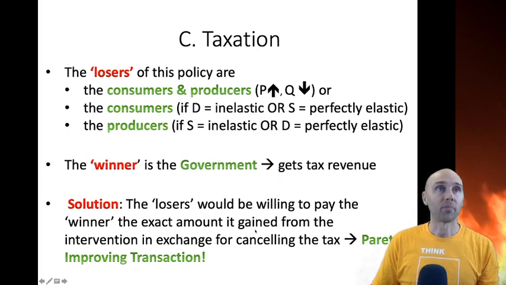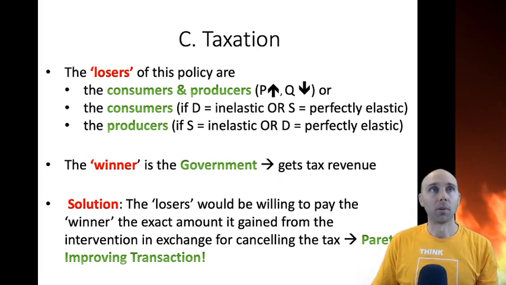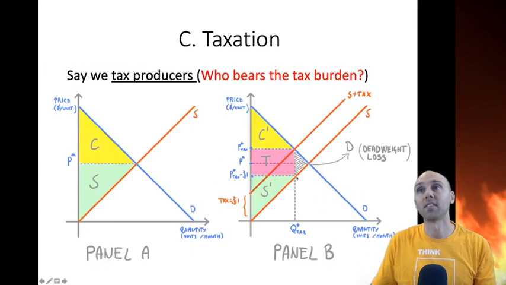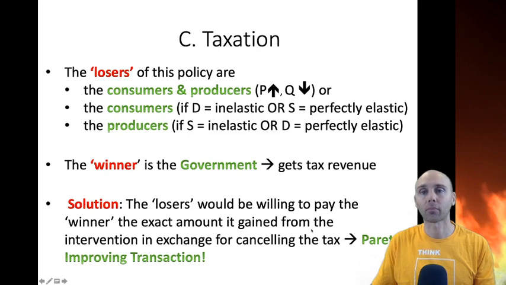One solution, or a different approach that could be put in place, is for the losers to be willing to pay the winner, the government here, the exact amount it gained from this intervention in exchange for cancelling the tax. And in this situation, again, it would be a Pareto improving transaction. Both the government, the consumers, and the producers would all be better off. And the way that that's possible, again, is by removing this deadweight loss.